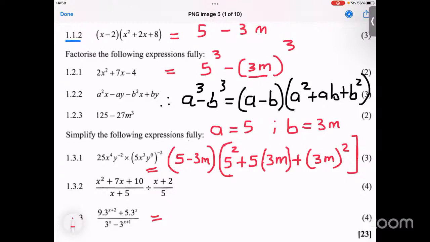What else can we do? Definitely this one will just remain as it is, but in the brackets, what is 25? I mean, 5 squared, definitely that should be 25, isn't it? And then what is that times that? Will it not be 15? So that should be 15m.